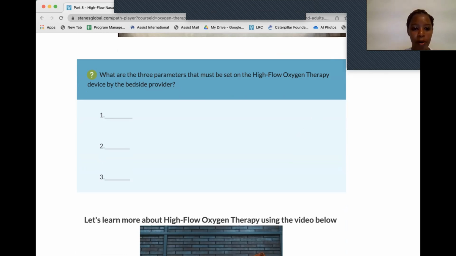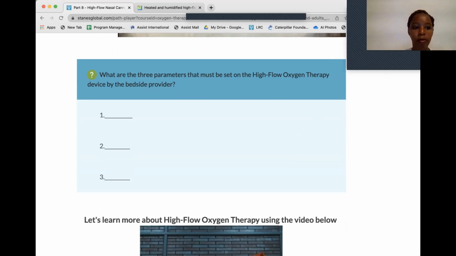So what are the 3 parameters that must be set in the high flow oxygen therapy device by the bedside provider? I've already mentioned this. I've insisted on it. The first thing you have to set is the temperature so that you can humidify the oxygen. Then you have to set the flow, the oxygen flow. We've said it ranges from 21 to 60 liters per minute, but you always start with 20 to 35 liters per minute. And depending on the need of the patient, you can either increase or decrease depending on how the patient is responding to your therapy.